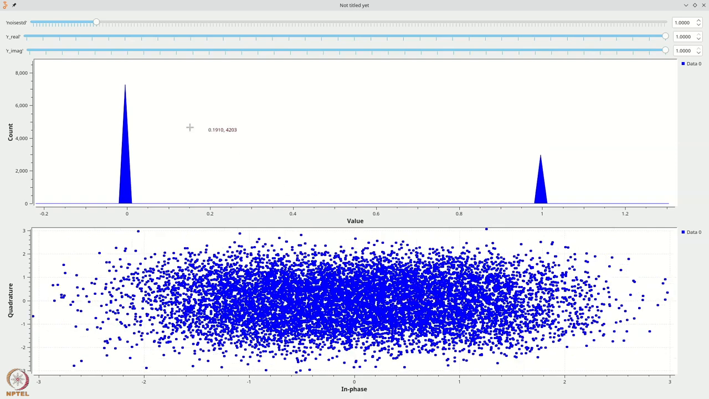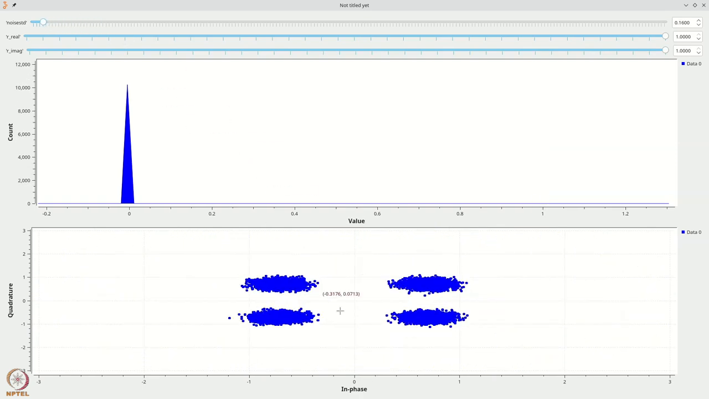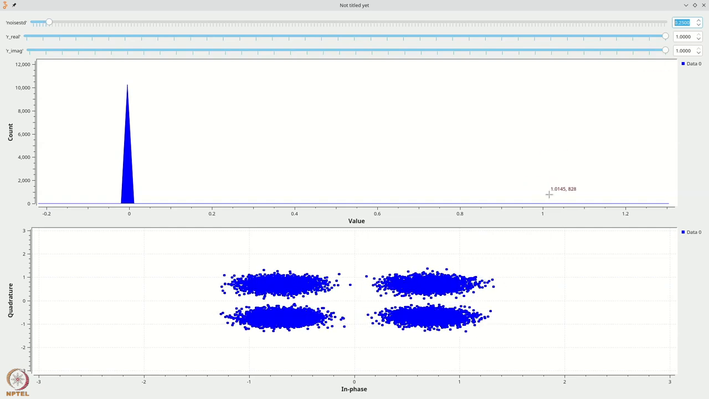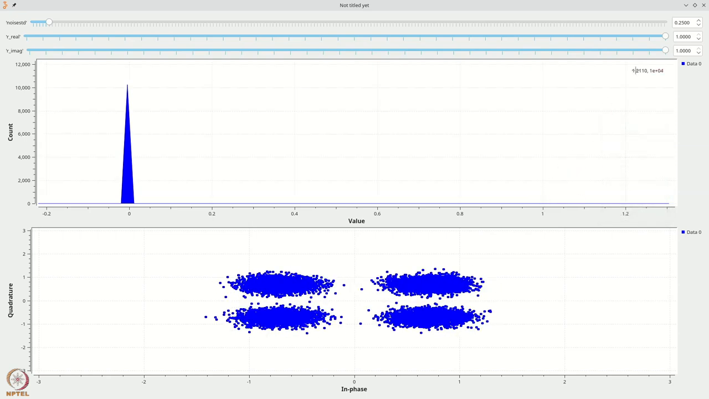Over here you can see that the constellation is really bad. Let's actually take a pause and go back. You can see that over here, even though there is noise, the chance of this particular point crossing over to produce an error is small, which is why you don't see this growing. Let's make this about 0.25. Even now you will see that there is not really much in terms of errors over here.